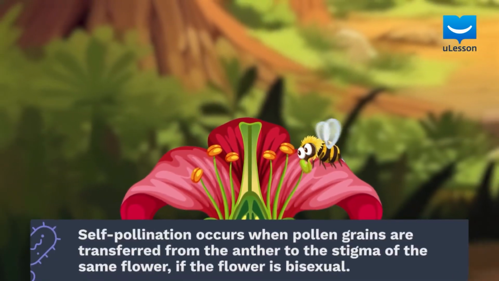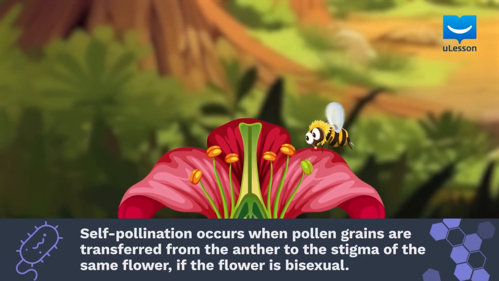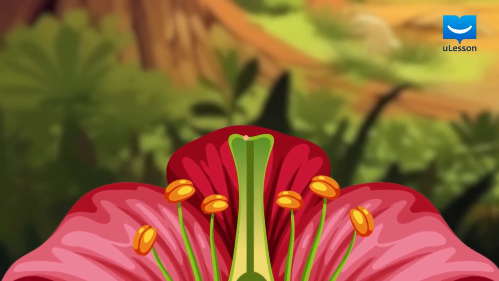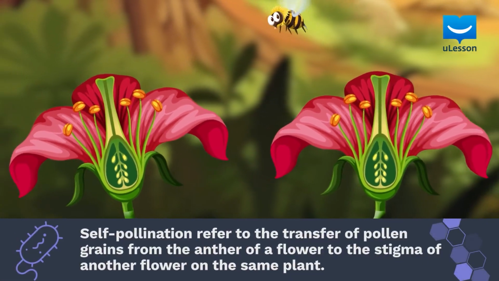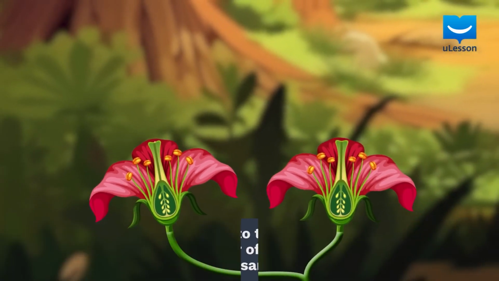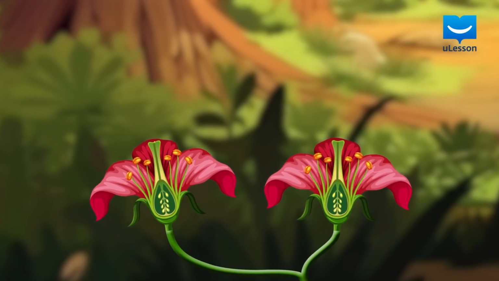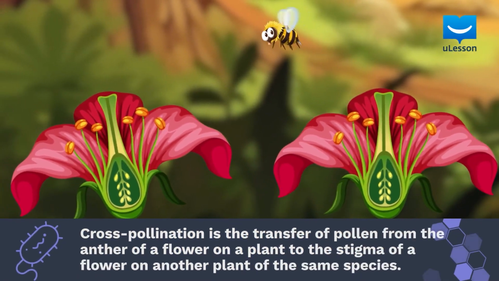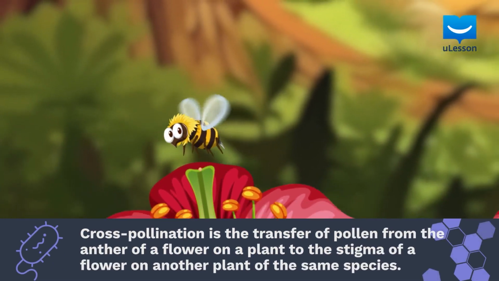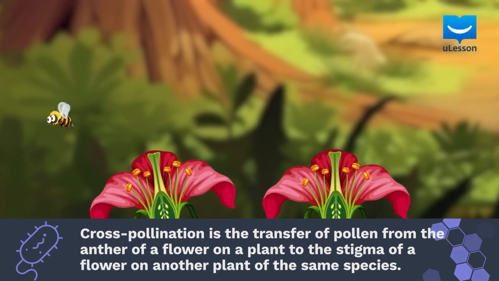When pollen grains are transferred from the anther of a flower to the stigma of the same flower, it is called self-pollination. Now, self-pollination may also refer to the transfer of pollen grains from the anther of a flower to the stigma of another flower on the same plant. We also have cross-pollination, which is the transfer of pollen from the anther of a flower on a plant to the stigma of a flower on another plant of the same species.